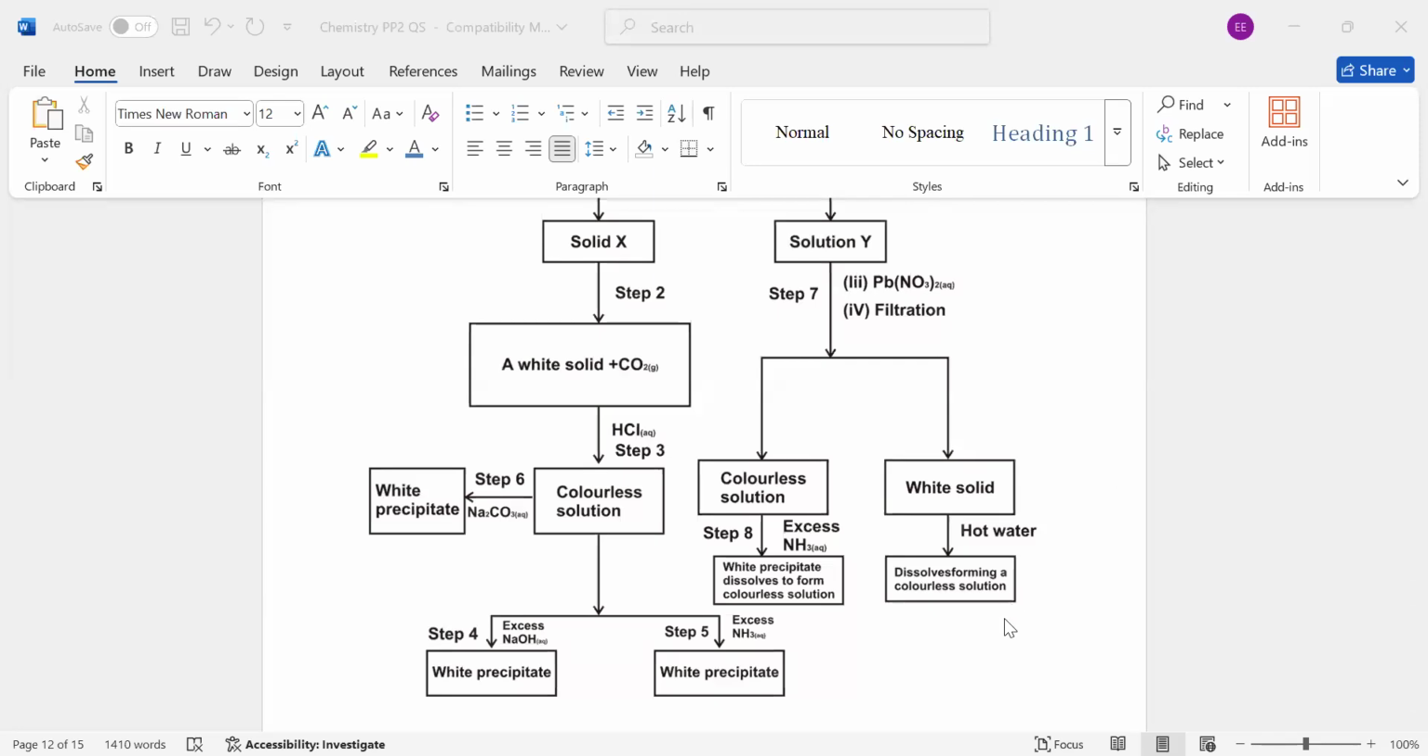Yes, somebody is asking. Somebody's hand is up. I don't know whether it is a hand up or somebody has just asked, why not zinc ions? Now, the place whereby we are eliminating zinc ions is in step 5. Zinc ions, when you add excess ammonia, it will dissolve to form a colorless solution. Go back to step 8 and see that. It will give us a precipitate which dissolves to form what? A colorless solution. So in step 5 here, we have a white precipitate. If we have a white precipitate, definitely this one is not zinc ion.